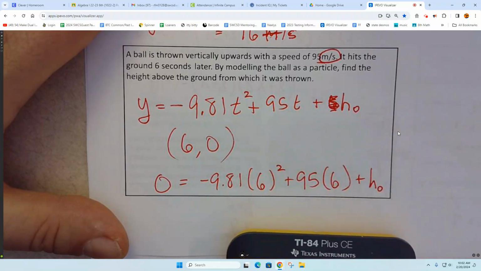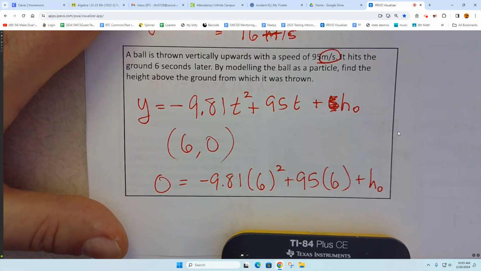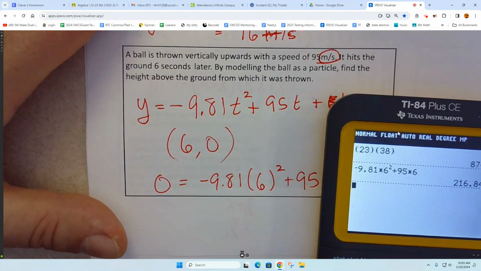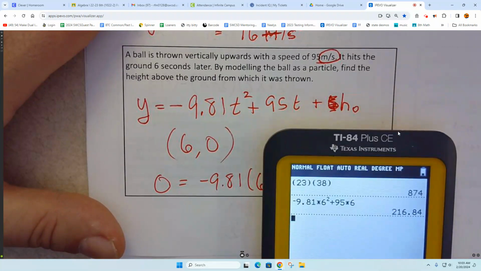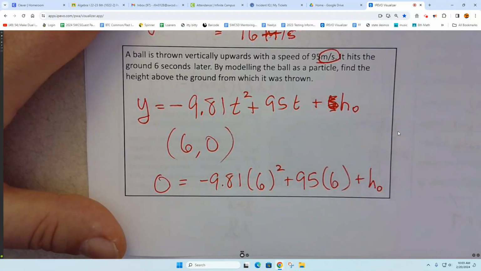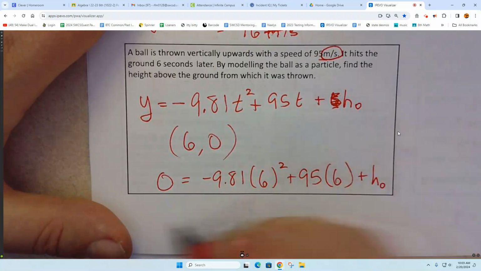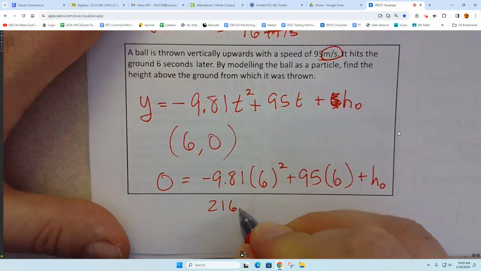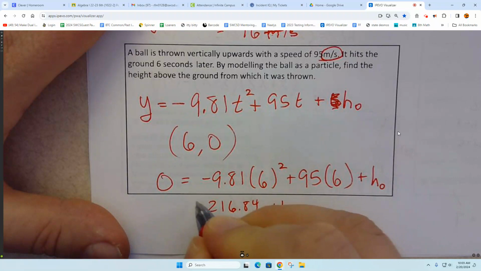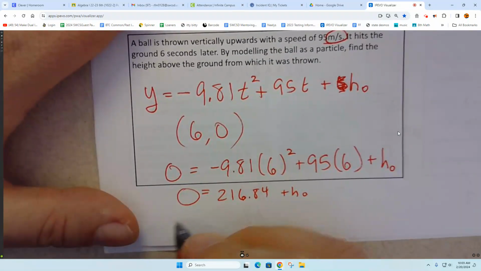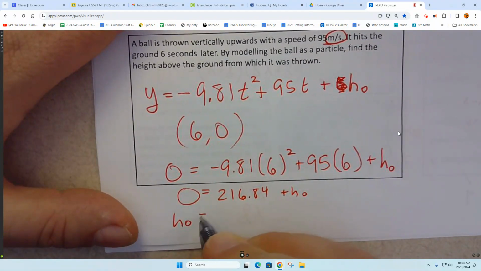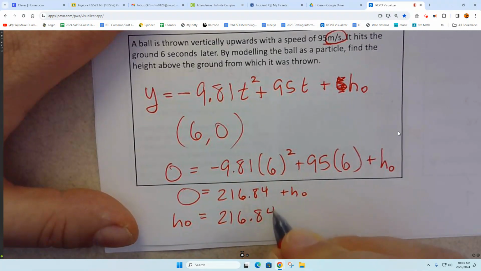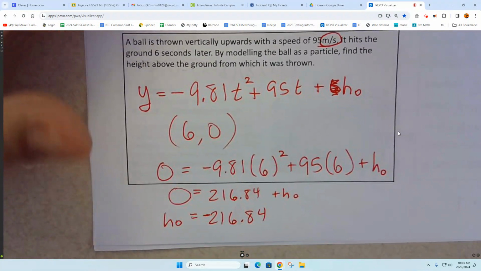And I get, did I make a mistake? Did you get 216? So let's just go with it. Okay, so then I get 216.84 plus h sub 0 equals 0. I subtract it, and I get h sub 0 equals negative 216.84 when I move it to the other side.